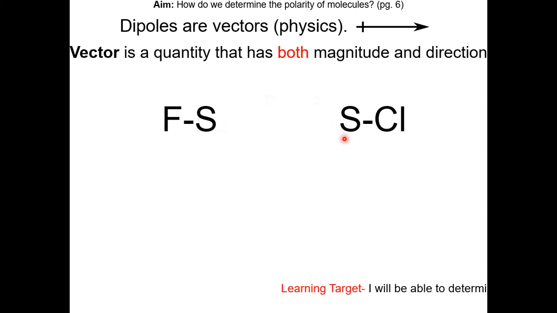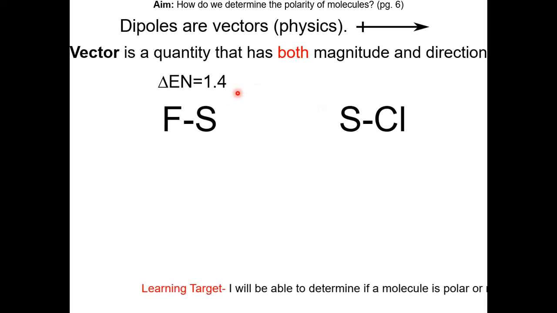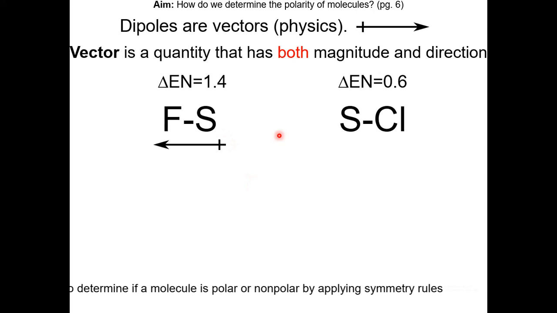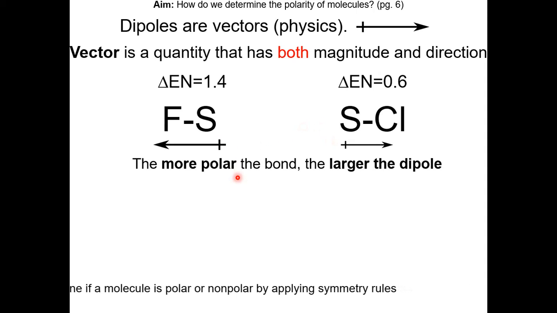To determine which bond is more polar, we need to calculate the electronegativity difference using Table S on your reference table. Since F-S has a larger electronegativity difference than S-Cl, it is more polar. Therefore, the dipole in the F-S bond will be larger than the S-Cl bond. The more polar the bond, the larger the dipole.